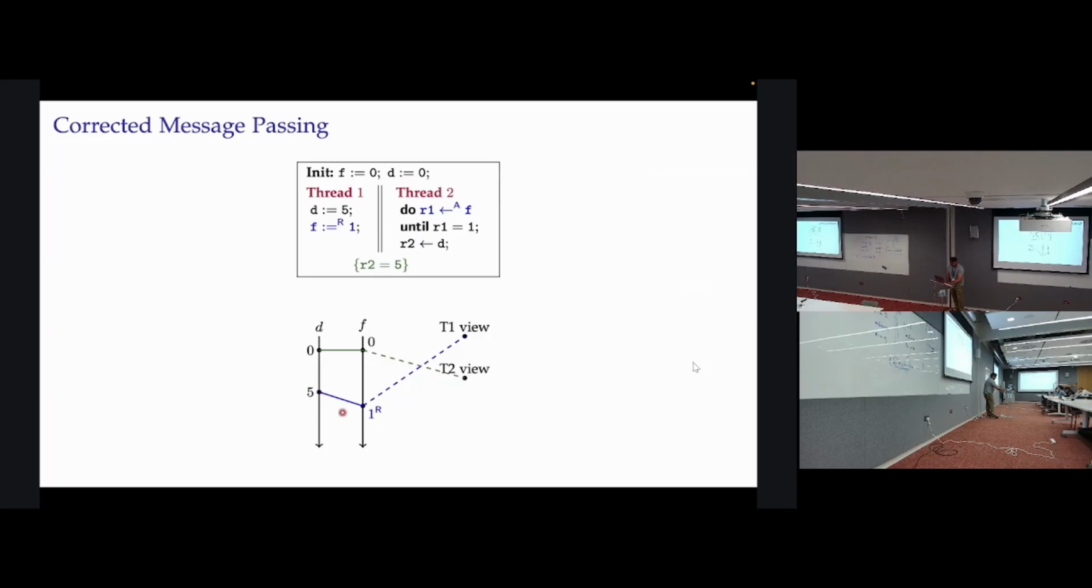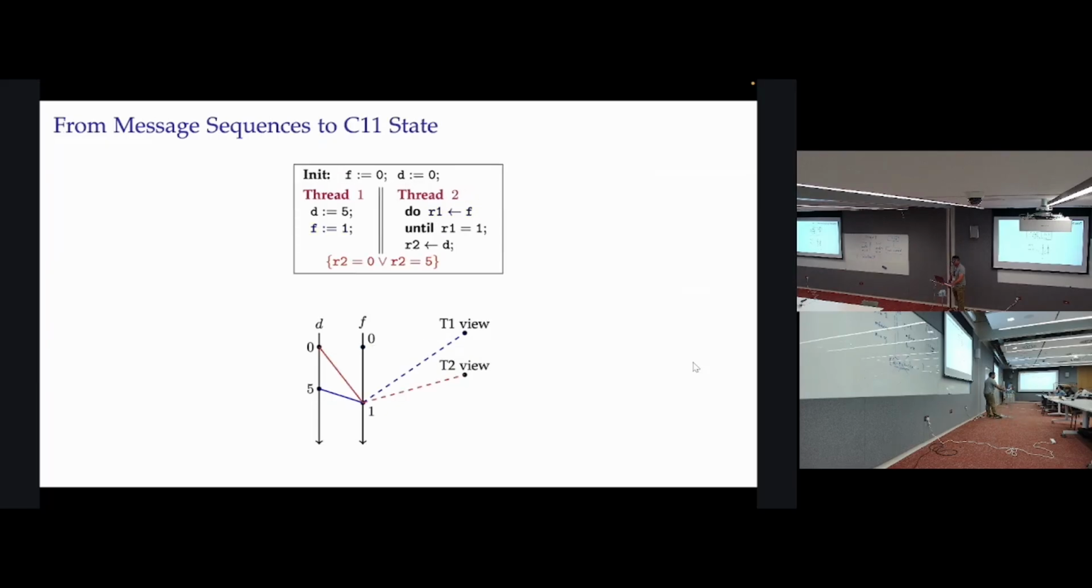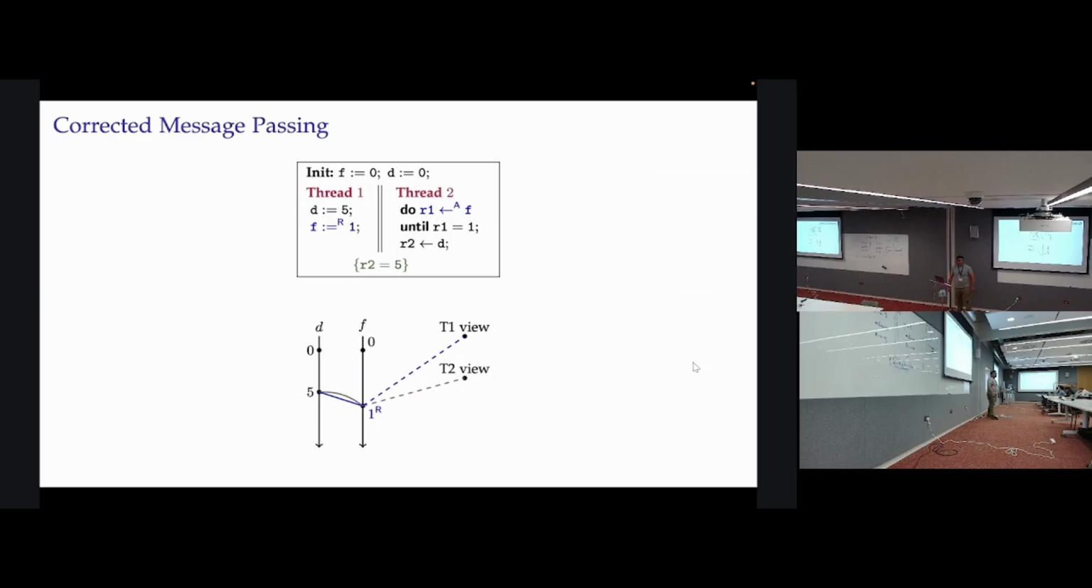Okay? And now when this thread does this acquiring read, it somehow inherits this view. Okay, before we didn't get that inheritance. But this time, the semantics says that you have to inherit this new view. Okay? And because you've now inherited this view, there's no chance of reading 0 anymore, because it's in the past. Okay? Does that make sense? Makes sense. Okay, so this is this view-based semantics.